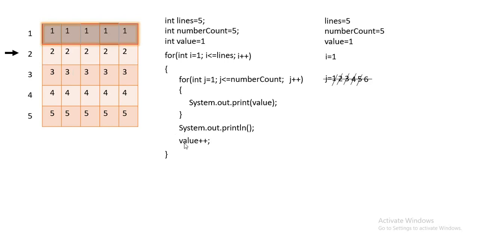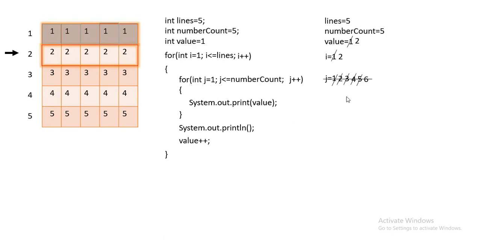Then reinitialize the value variable. Value is incremented by 1. So value becomes 2. Then go back to i++. i becomes 2. So line 2 is selected. Then 2 less than or equal to 5. So it comes to this for loop.